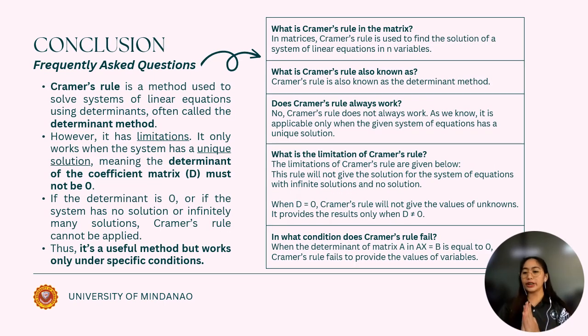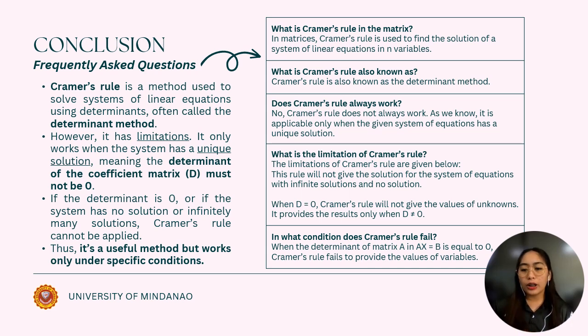So to conclude everything that we discussed, Cramer's rule is a method used to solve systems of linear equations using determinants, often called the determinant method. However, it has limitations. It only works when there is a unique solution, if D is not equal to zero. If the determinant is zero, or if the system has no solution or infinitely many solutions, Cramer's rule cannot be applied. Thus, it is a useful method but works only under specific conditions.